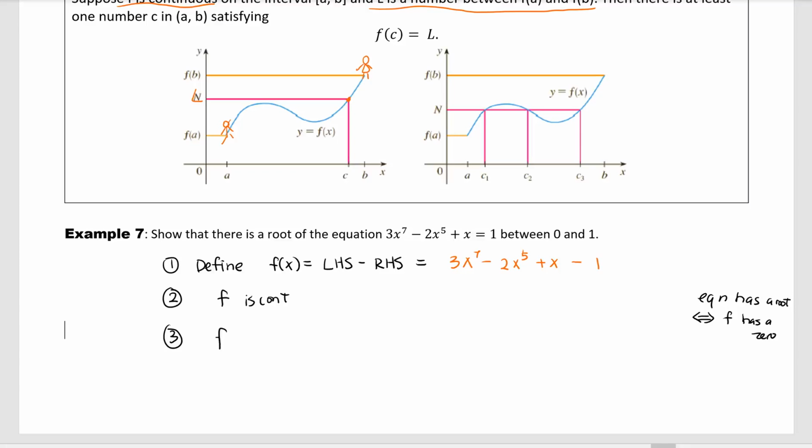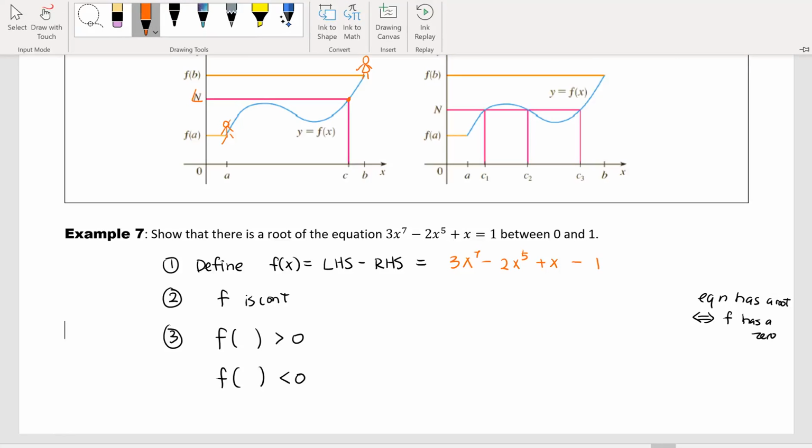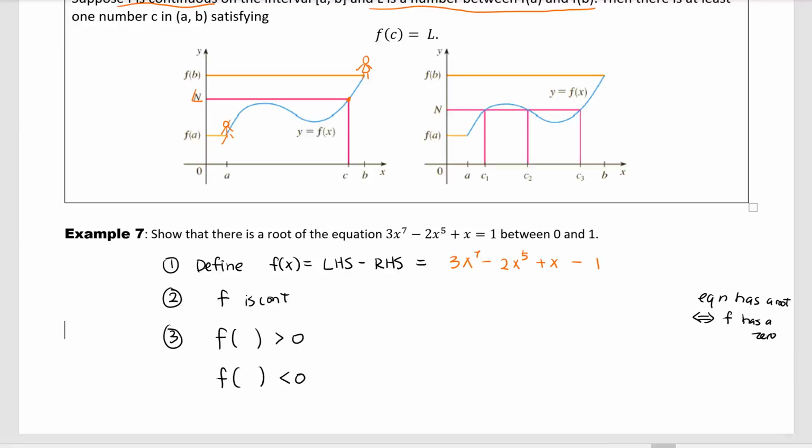So in this case, because we're looking between 0 and 1, you want to find some number that is positive, and you want to find some number that is negative. So 0 is between them. Okay, so in our example, let's plug in f of 0. So f of 0, we get -1. f of 0 is -1, so it's less than 0, which is what we want.